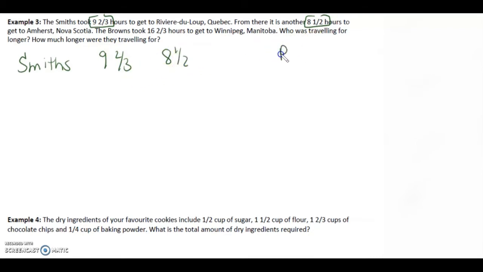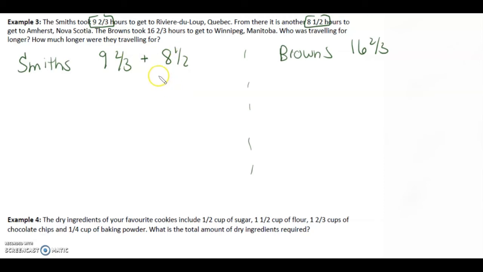Okay, now the Browns, and I'm kind of like separating my paper. They took 16 2/3 hours to get to Winnipeg, Manitoba. Who was traveling for longer and how much longer were they traveling? Okay, so the Browns, we don't have to do anything. That one's already like summed up. So let's actually add the Smiths together and see how long that they traveled for altogether.